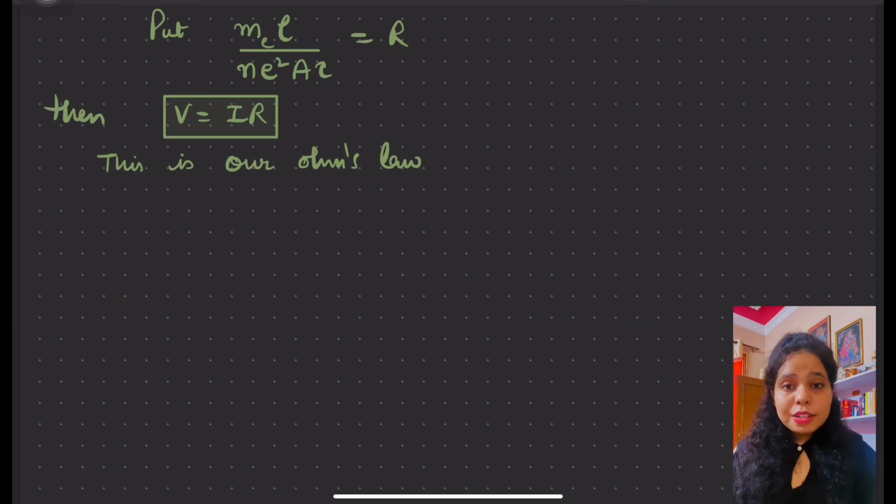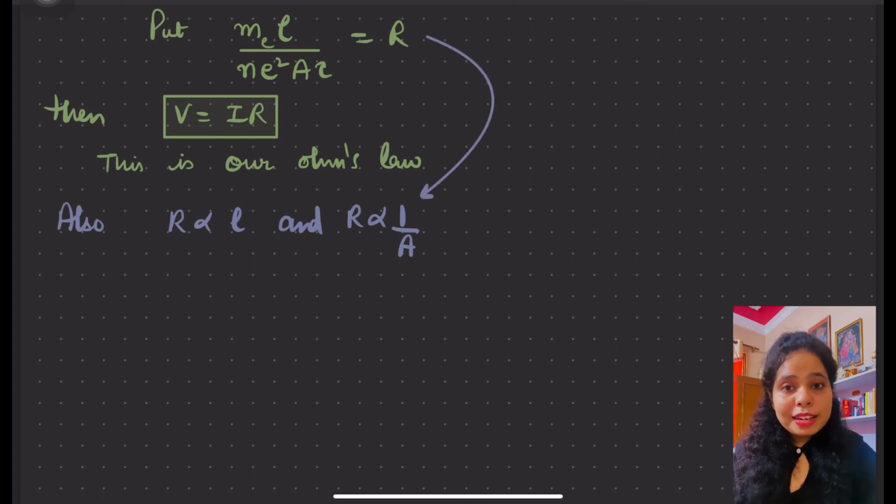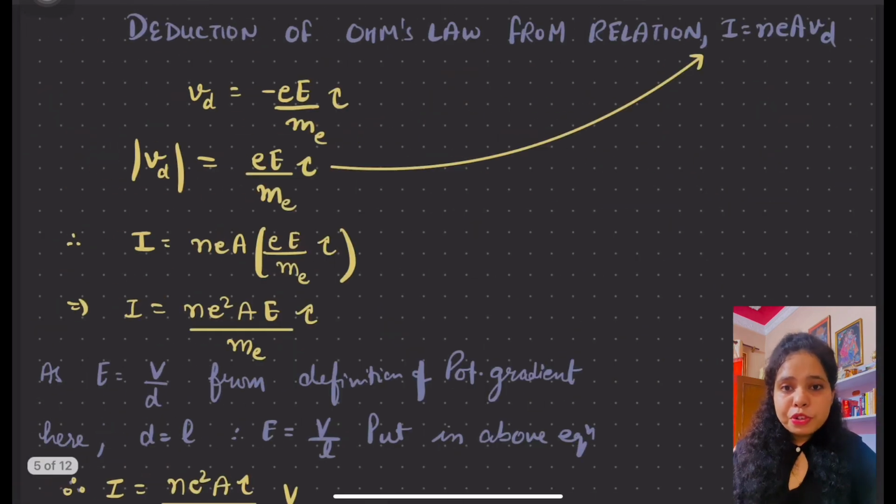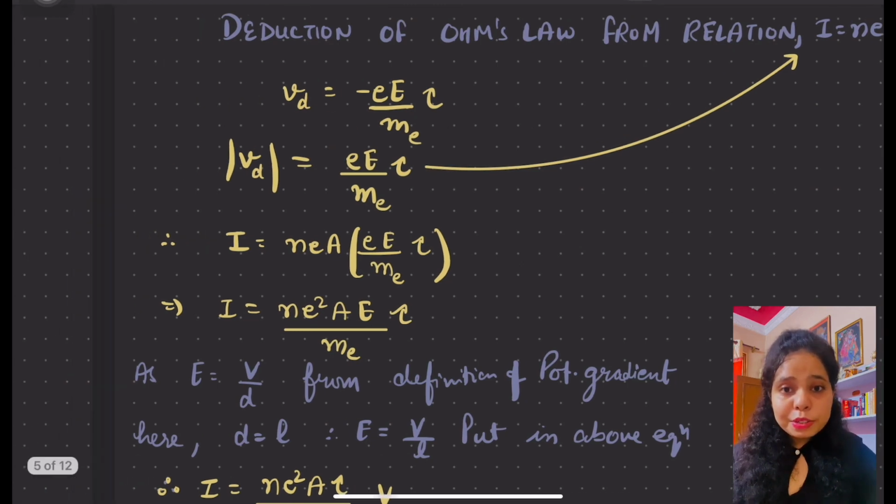We have to consider one more thing, that is our value of R, which is equal to me L upon ne squared A tau. In this equation R is directly proportional to L and inversely proportional to area, and we already knew this as we learnt it in class 10th. Therefore we have R proportional to L upon A. That means we have substituted the right term. And I hope now you have understood this concept.